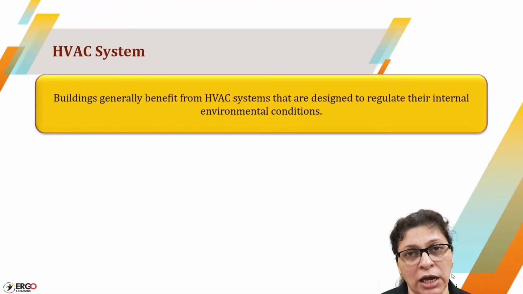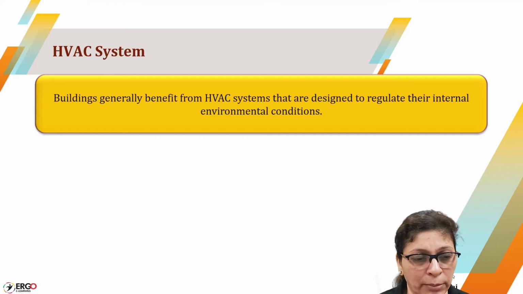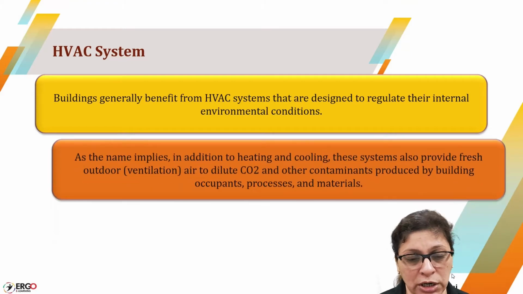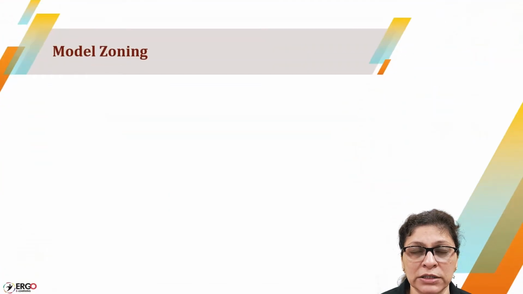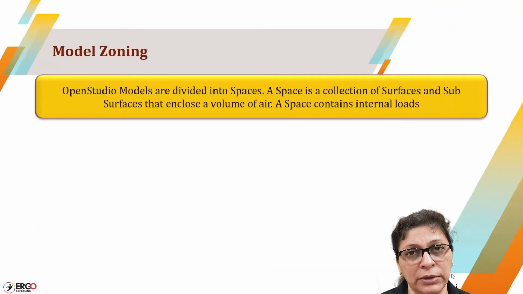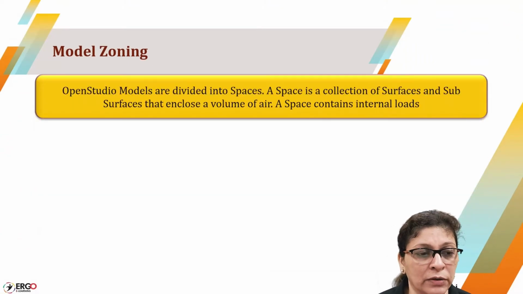It talks about the HVAC system for a building. We know that a heating, ventilation, air conditioning system not only considers temperature and humidity but also supplies fresh air to meet CO2 reduction requirements, and also reduces other contaminants. So associated with the HVAC system, one more important concept is thermal zoning.